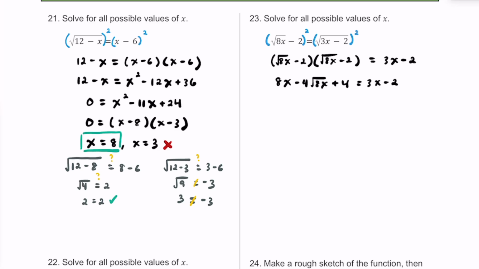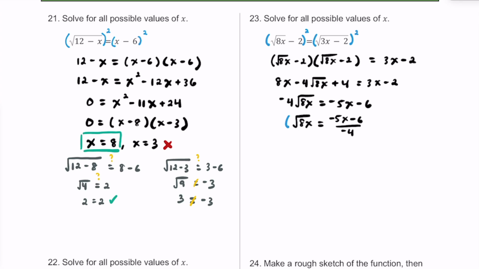Next, I'm going to go ahead and take away 8x from both sides and take away 4 from both sides. I really would just want to try to isolate this 8x the best I can here. So if we do that, I'm going to be left with this negative 4 times the square root of 8x is going to be equal to, and if we take away 8x from both sides, it's going to be negative 5x. And if we take away 4 from both sides, it's going to be minus 6. Next, if we go ahead and divide both sides by negative 4, we're going to have the square root of 8x is going to be equal to, and I guess I'm just going to write this as a fraction here for now, negative 5x minus 6 over negative 4 for a moment.